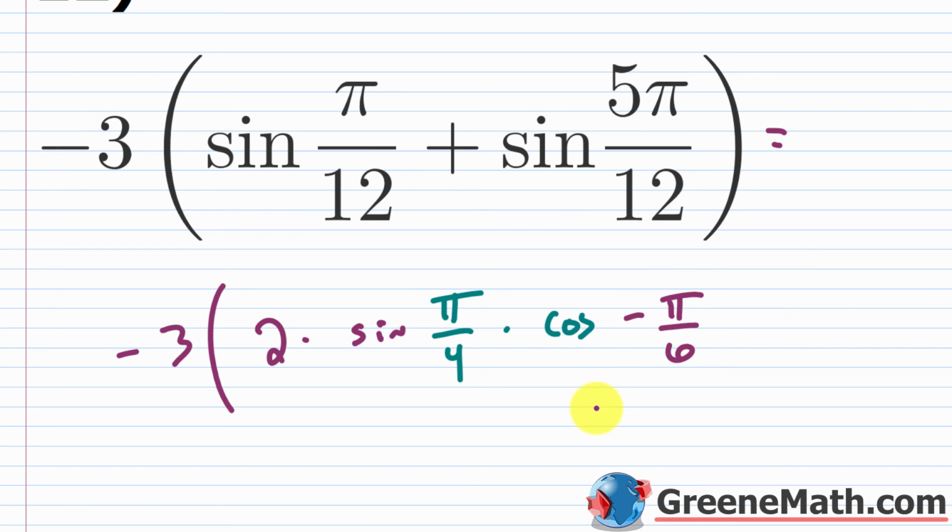Now, cosine is an even function. So the cosine of negative pi over 6 is the same as the cosine of pi over 6. So you can get rid of this negative if you want. Okay, let's close this down.